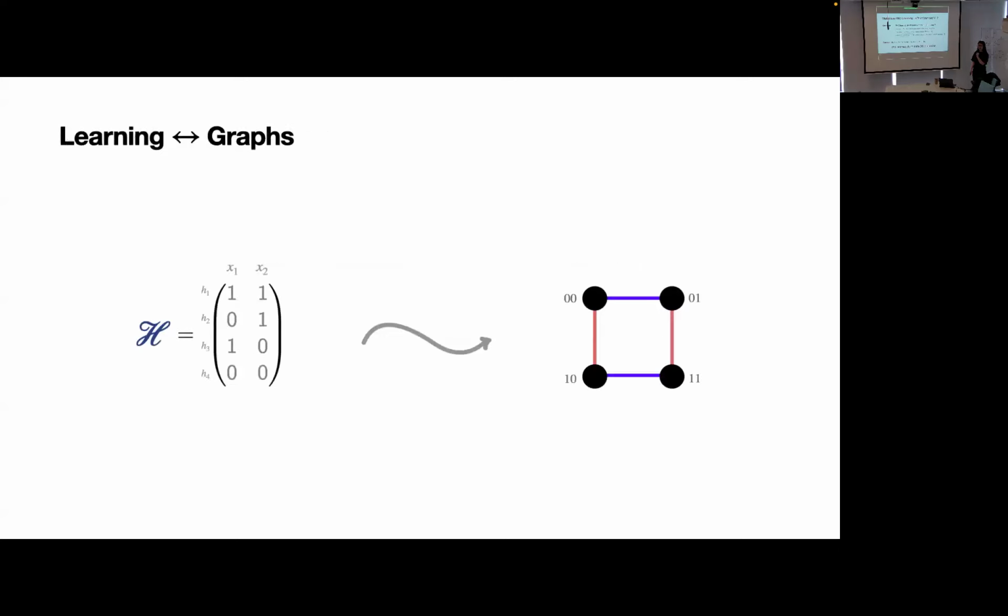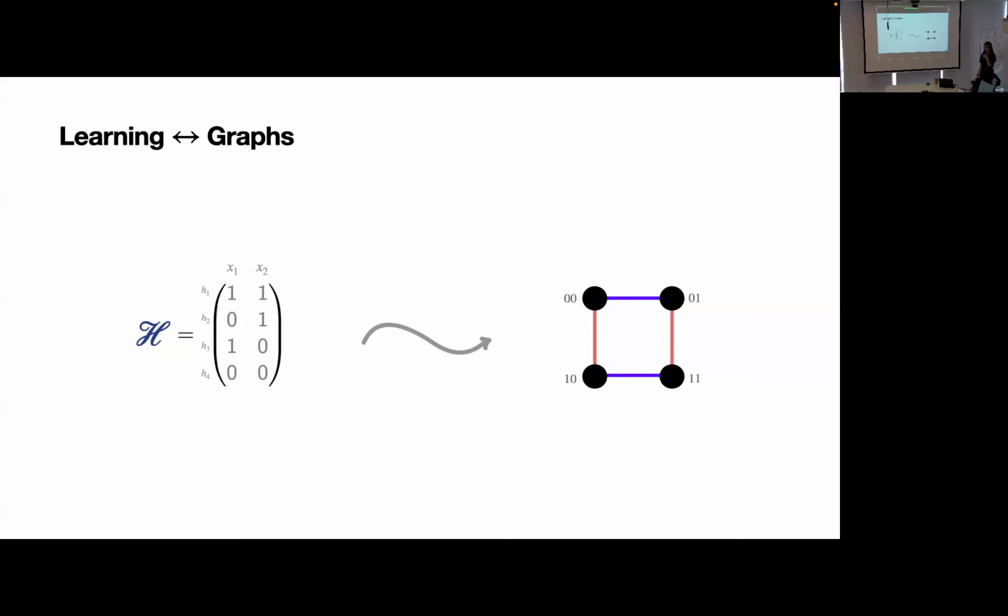Okay, so I want to define the DS dimension and describe the results. Before we do that, let's talk about the connection between learning and graphs. Remember the matrix representation of a hypothesis class that I gave you before. We can also represent this as a Hamming graph, where the nodes correspond to the rows of the matrix, the hypotheses in my class. I have an edge between two hypotheses if they disagree on exactly one coordinate, on one data point. So this is the Hamming graph.